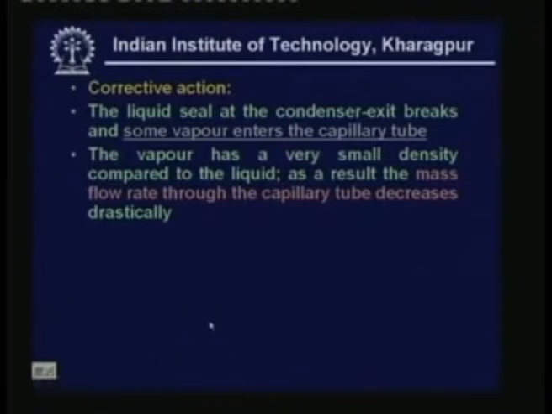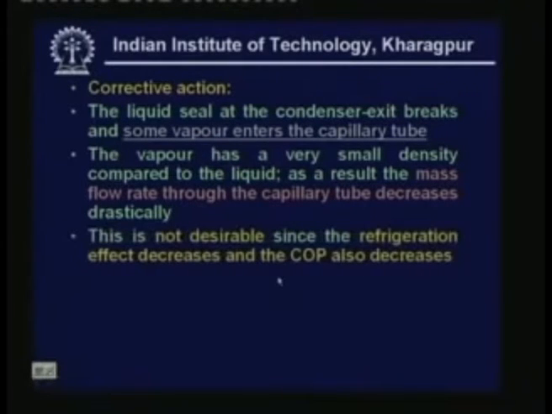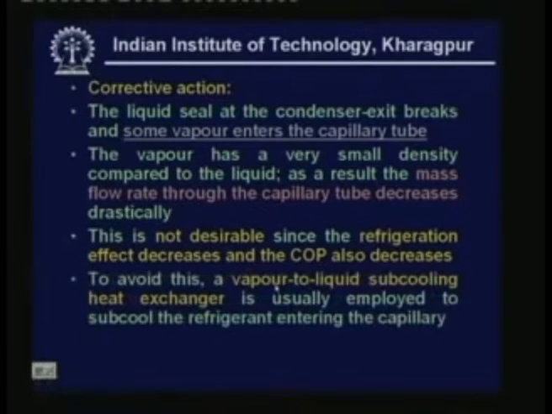So the vapor has a very small density compared to the liquid. As a result, the mass flow rate through the capillary tube decreases drastically. This is not desirable since the refrigeration effect decreases and the COP also decreases, as I have already explained. So to avoid this, a vapor to liquid subcooling heat exchanger is usually employed to subcool the refrigerant entering the capillary.